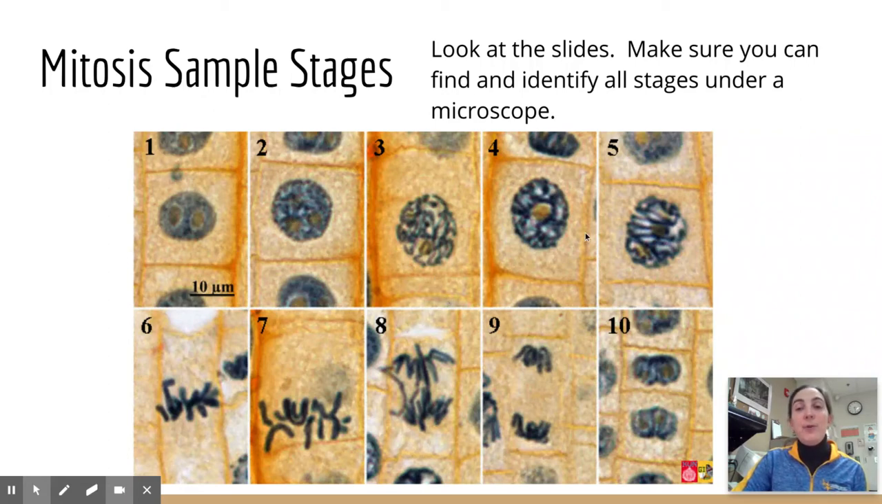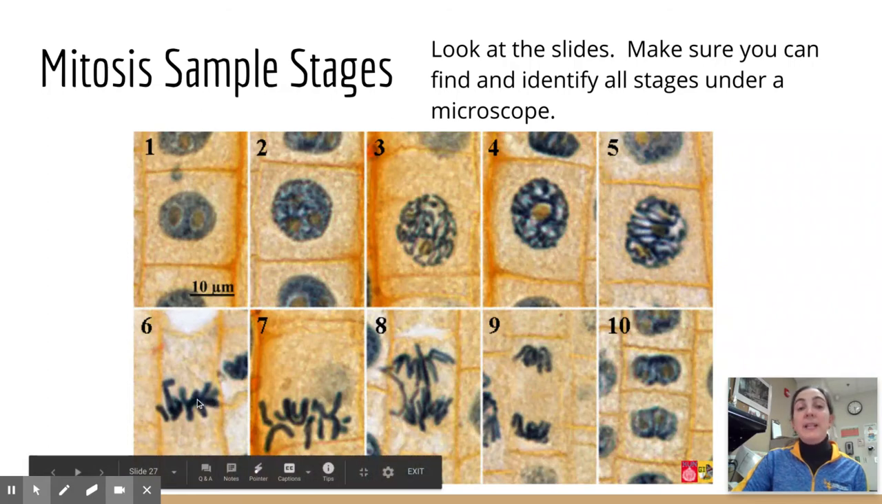By 3, 4, and 5, I would definitely call that prophase because you can see the chromosomes are condensing in these nice dark lines and there's lots of space between them, but they're not really organized yet. 6 is definitely metaphase. You have that nice solid line down the middle.